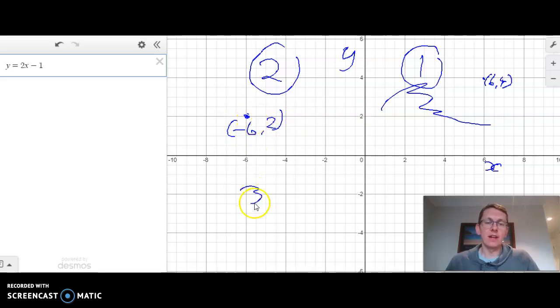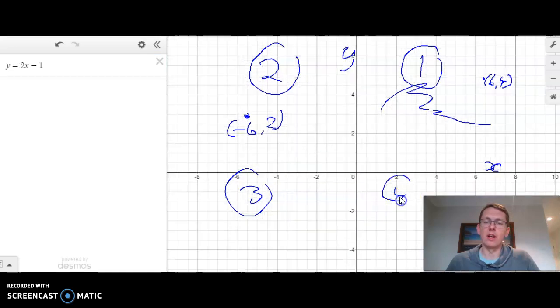Moving around naturally in the anti-clockwise circle, we've got the third quadrant down here. In this third quadrant, you're going to find that you will have negative x's and negative y's. Lastly, with the fourth quadrant, you will have positive x's and negative y's.